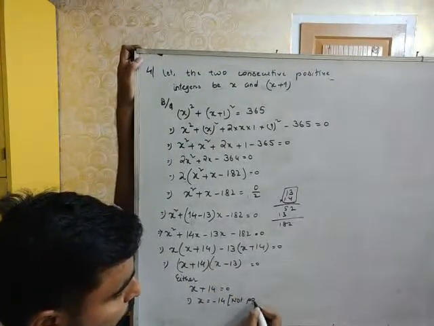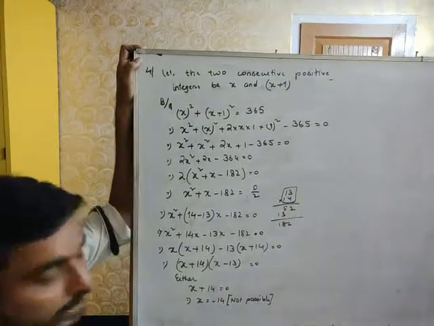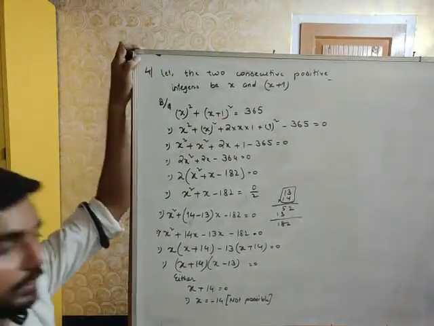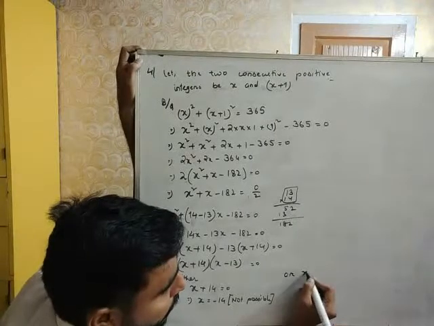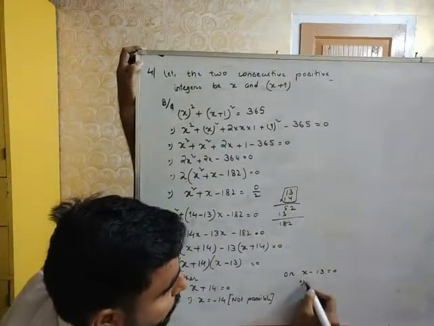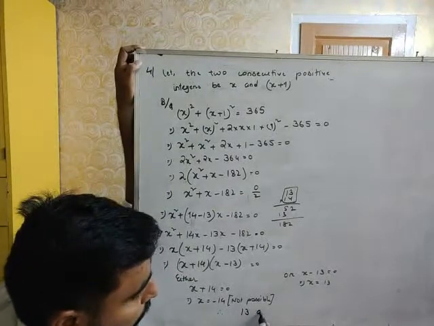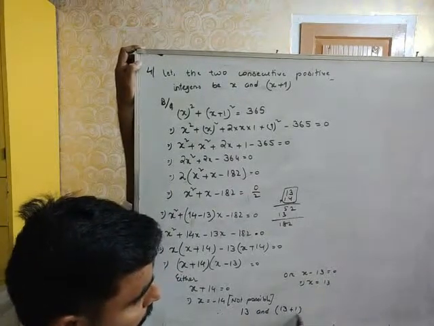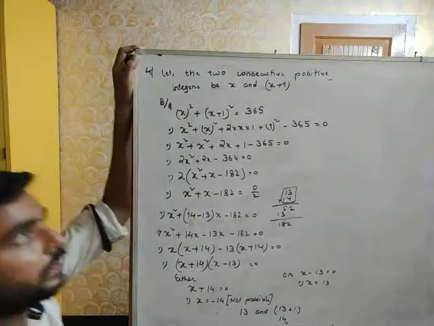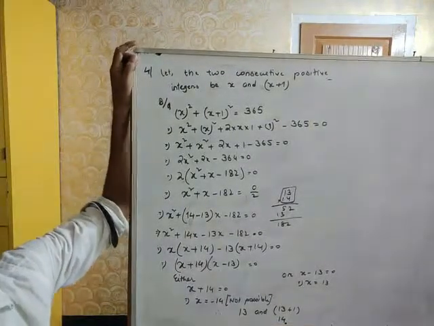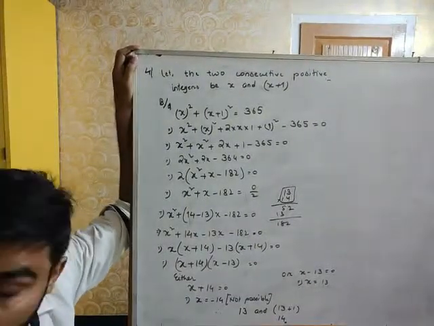Is it possible? No. The question clearly says positive integers. Therefore, x minus 13 is equal to 0, which implies x is equal to 13. So the integers are 13 and 13 plus 1, that is 14. These are the two positive integers. Any doubt, anyone?